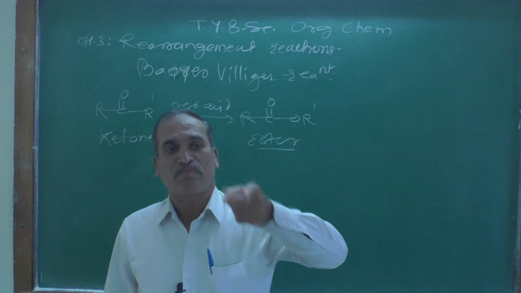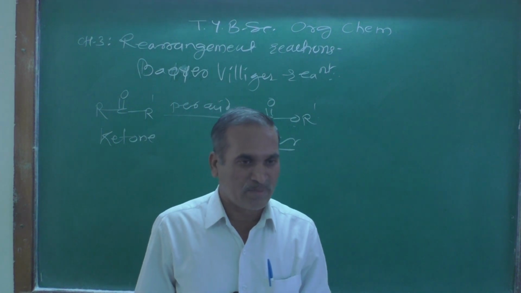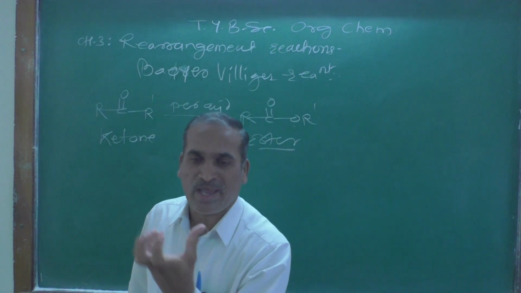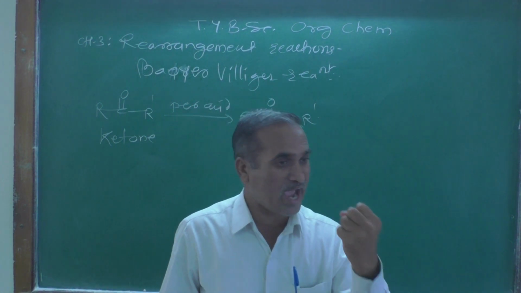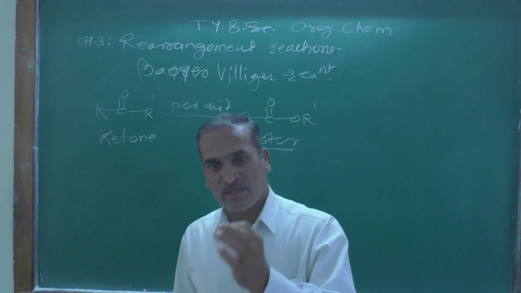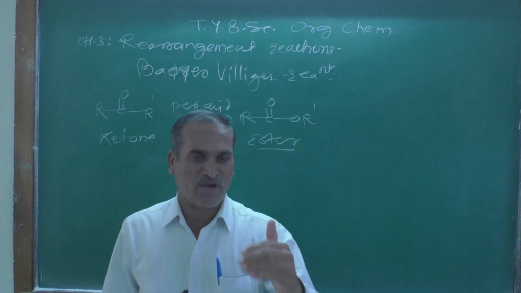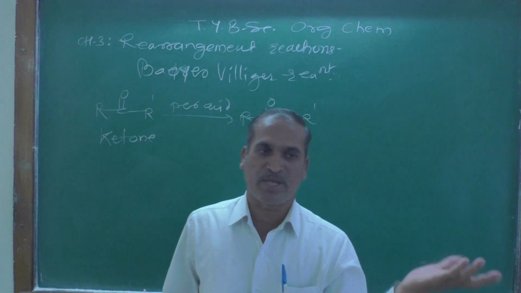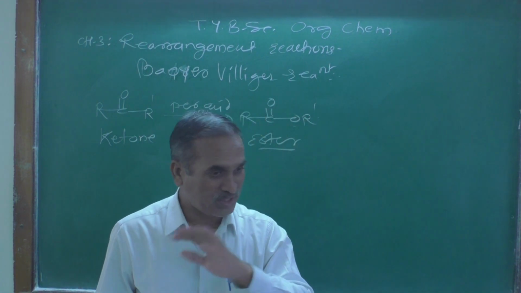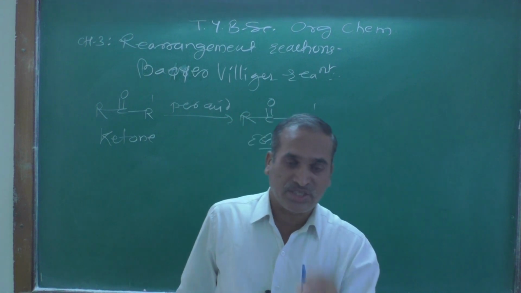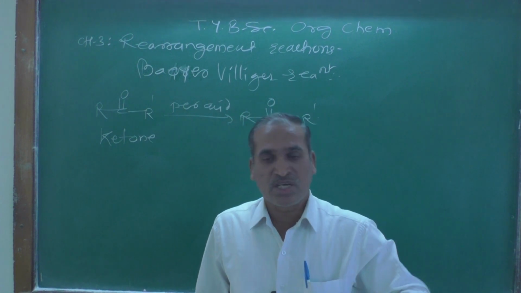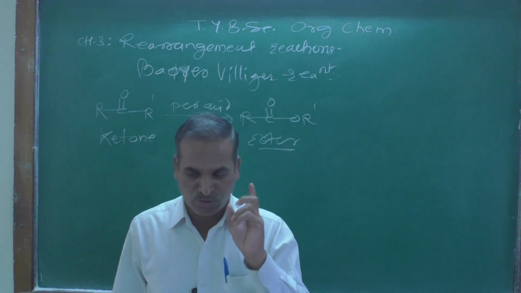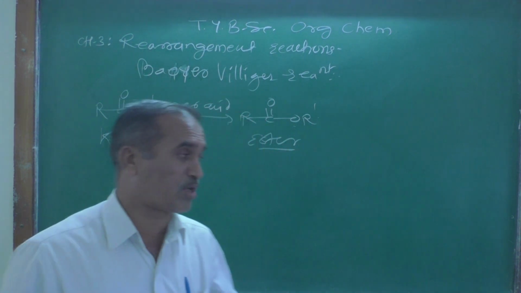But when it is present in a cyclic form, then the common name of that organic species is lactone. Remember, the open chain esters are generally known as aliphatic or maybe aromatic esters. But when these esters are involved in a cyclic form, those structures are known as lactones. Please remember this word, lactone.